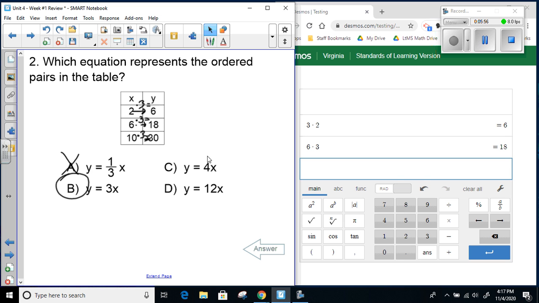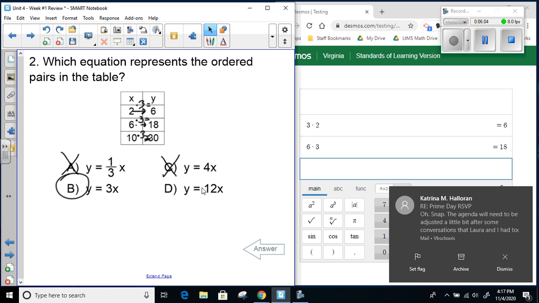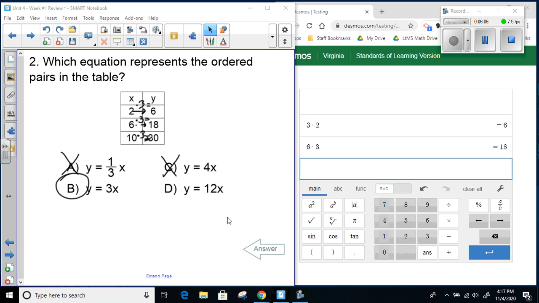C wouldn't work because it says y equals 4 times x, and I know that 4 times 2 would be 8. D says that y equals 12 times x. And I know that that won't work because 2 times 12 would be 24, and that says 6. So B is the best choice here.